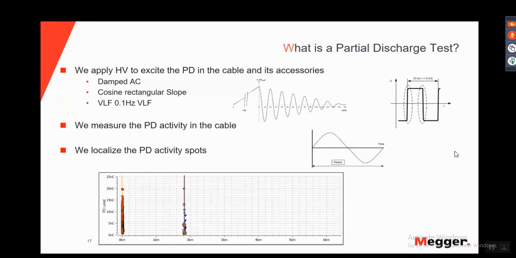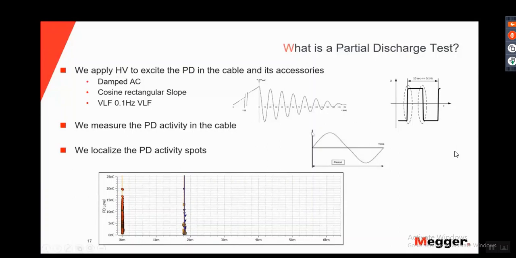We want to measure the level of the PD activity in my cable, but also I want to localize the PD activity spots in my cable. As we can see in the graphic at the bottom of the slide, we have a cable of close to 6.5 kilometers, and we can see partial discharge in phase A up to 20 nanocoulombs at the beginning of phase A, and in phases B and C we can see, close to 2 kilometers, partial discharge in a joint.